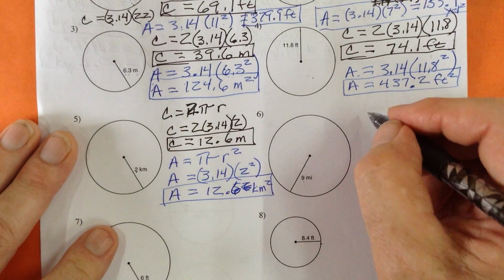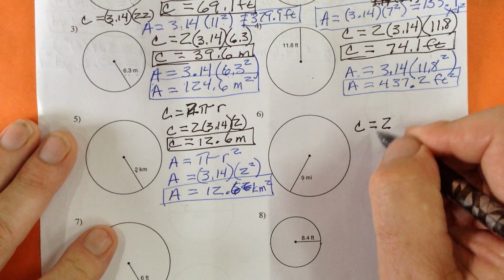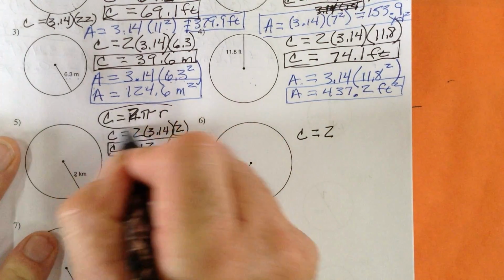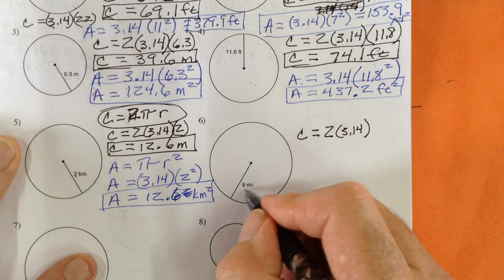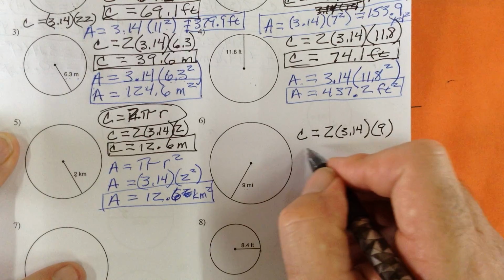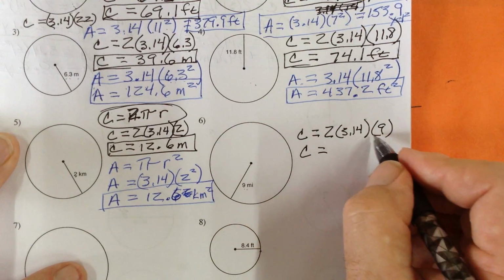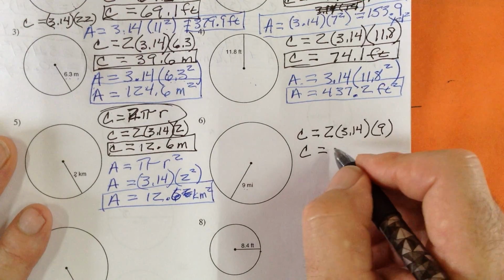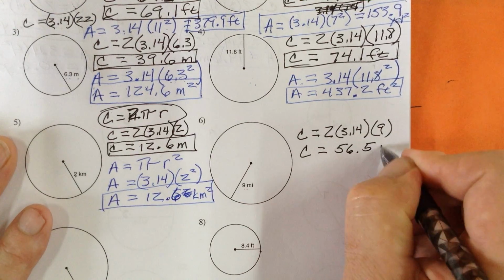Number 6, you have circumference, which would be 2 times pi. 2 times pi, I'll circle it. That's the formula. So pi is 3.14 times the radius, which is 9. So the circumference, when you go 2 times 3.14 times 9, I ended up for number 6 with 56.5 miles.